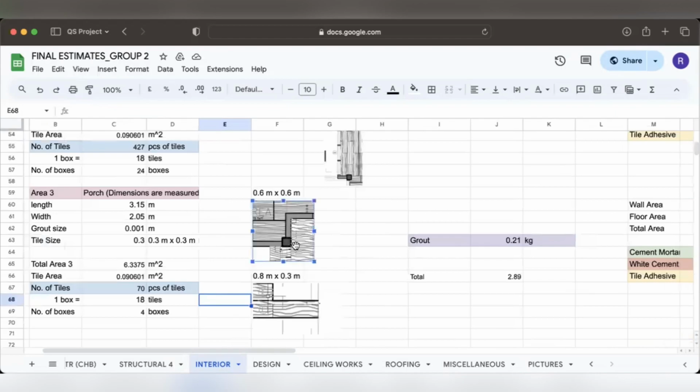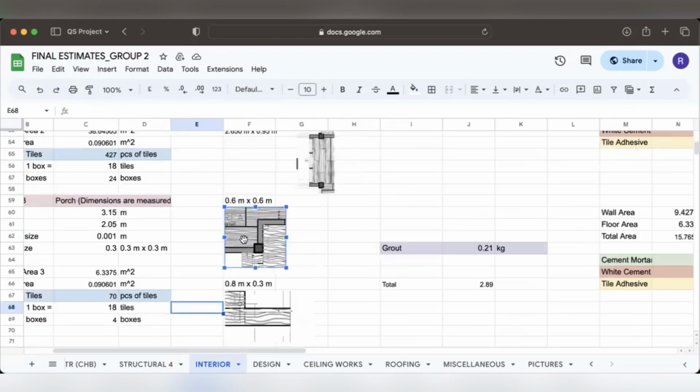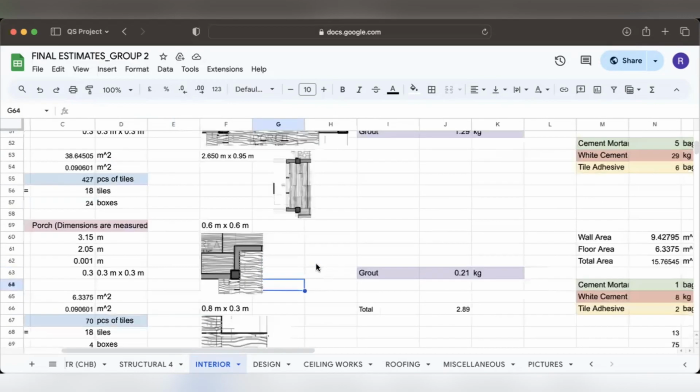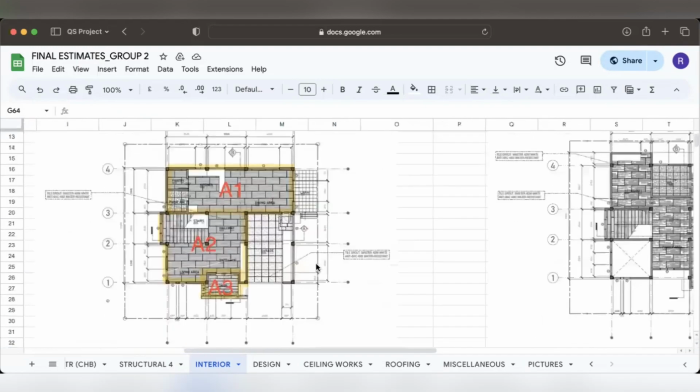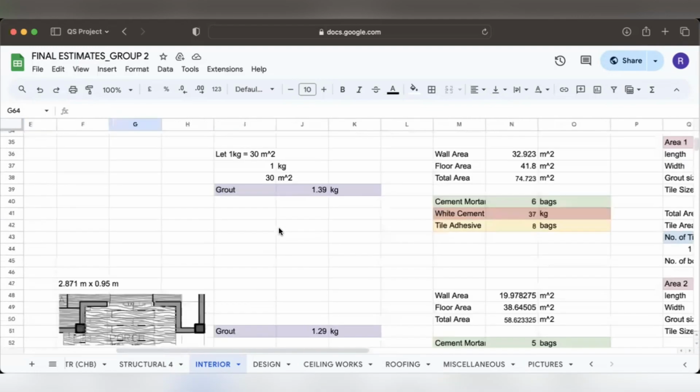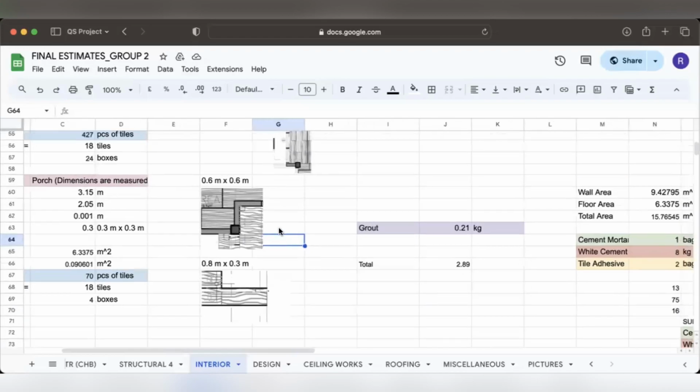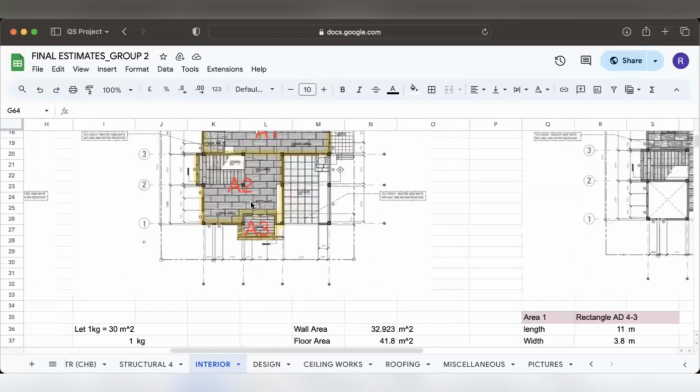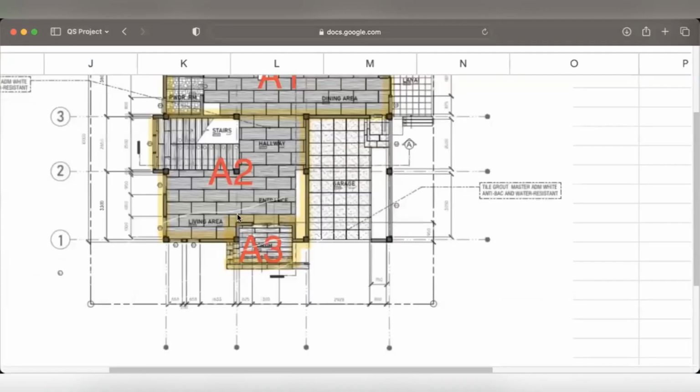It's also being considered these areas of area 3: 0.6 meters by 0.6 meters and 0.8 meters by 0.3 meters, which can be seen in this part first and the second part.